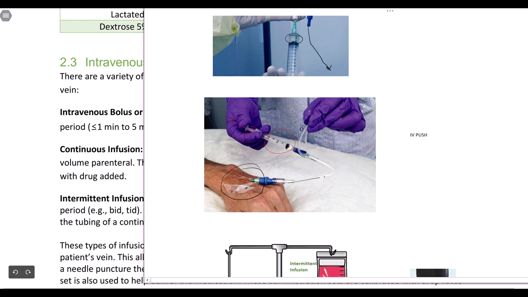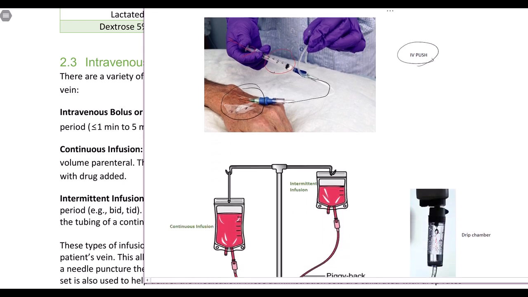This is the tubing, and you can see there's a syringe with a drug inside. The push is being pushed this way. This is what we call an IV push, because the person is physically pushing this medication slowly into the patient. It's usually not timed accurately, but it's a slow infusion, so it's pushed manually over a certain time.